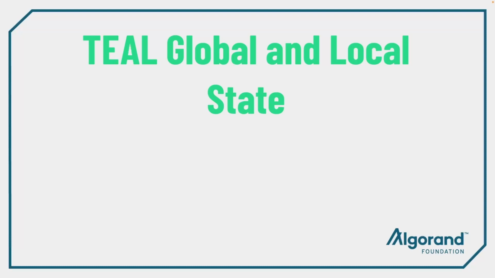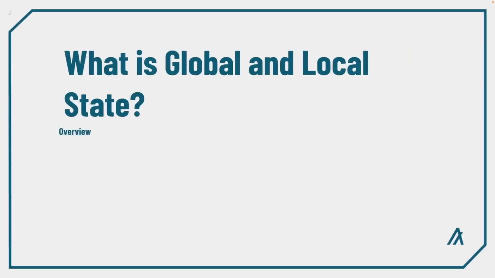In this video, I'll be explaining what global and local state is, how it works, and when you should use it. Global and local state is the primary way to store small amounts of data with a smart contract. If you're trying to store larger amounts of data, you should consider boxes.